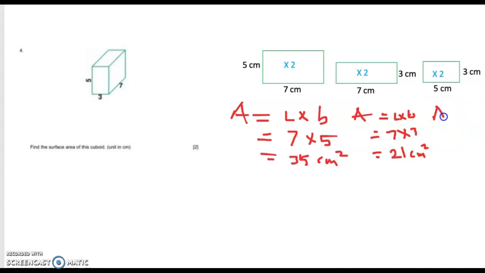Now for this one, the area is length into breadth, which is equal to 5 times 3, which is equal to 15, right, centimeter squared. Now since I found it for one side, let's multiply it by 2, so for both sides.